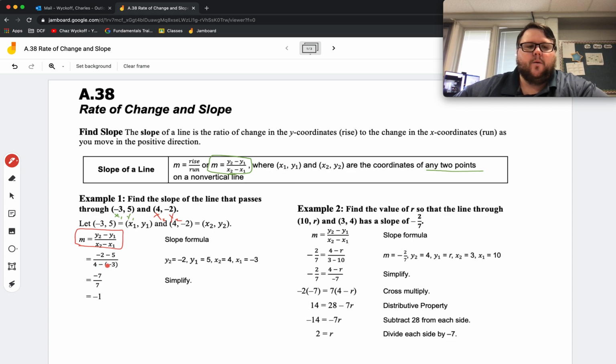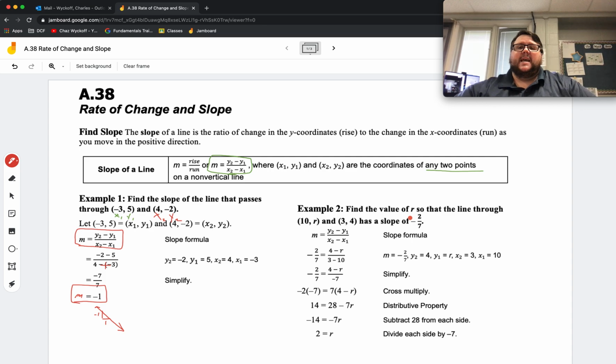Well, remember, 4 minus -3 becomes a plus. When you subtract a negative, it becomes plus. So we get -2 minus 5 on top over 4 plus 3. -2 minus 5 is -7. 4 plus 3 is 7. -7 over 7. M equals -1. So that means that our line here is going down 1 over 1. So when we have our triangle, it would be down 1, right 1.